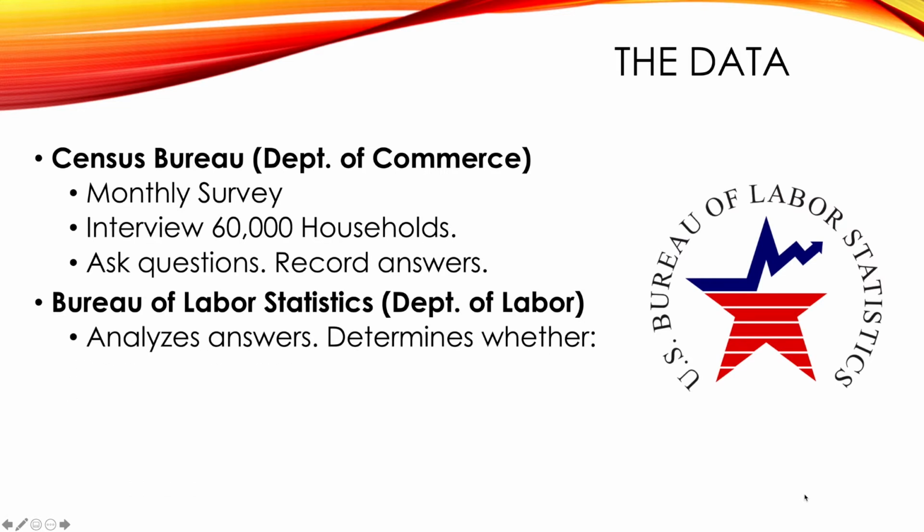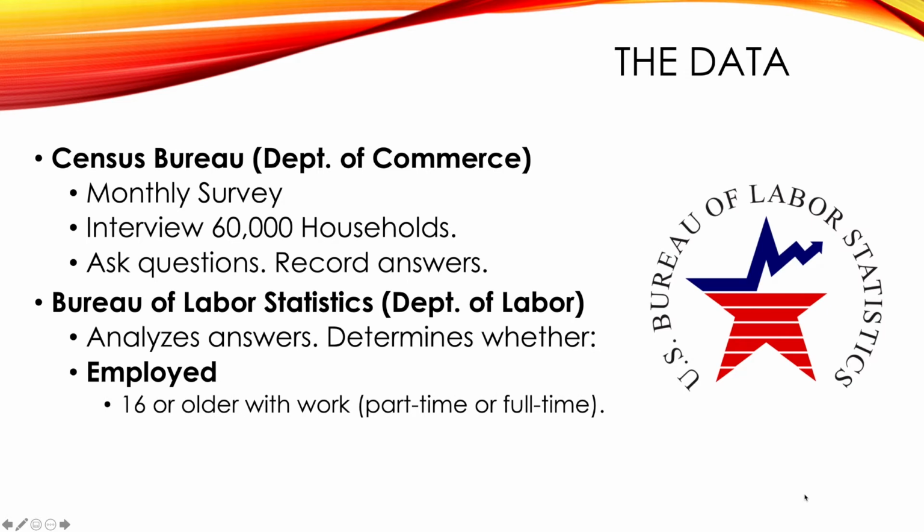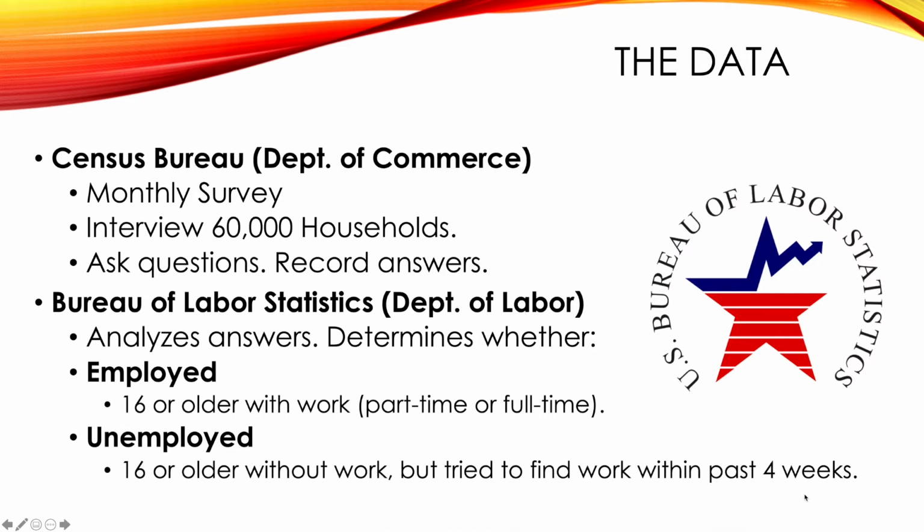So, once the Census Bureau hands the information over, the BLS analyzes the answers and determines the following. Are people employed or are they unemployed? Now, to be employed, you have to be 16 or older with work, and that work can be part-time work or it can be full-time work. So if you're over the age of 16 and you're either working part-time or full-time, you're considered employed. Or you're unemployed, which means that you're 16 or older and you don't have work, but the key thing is you've tried to find work within the past 4 weeks.